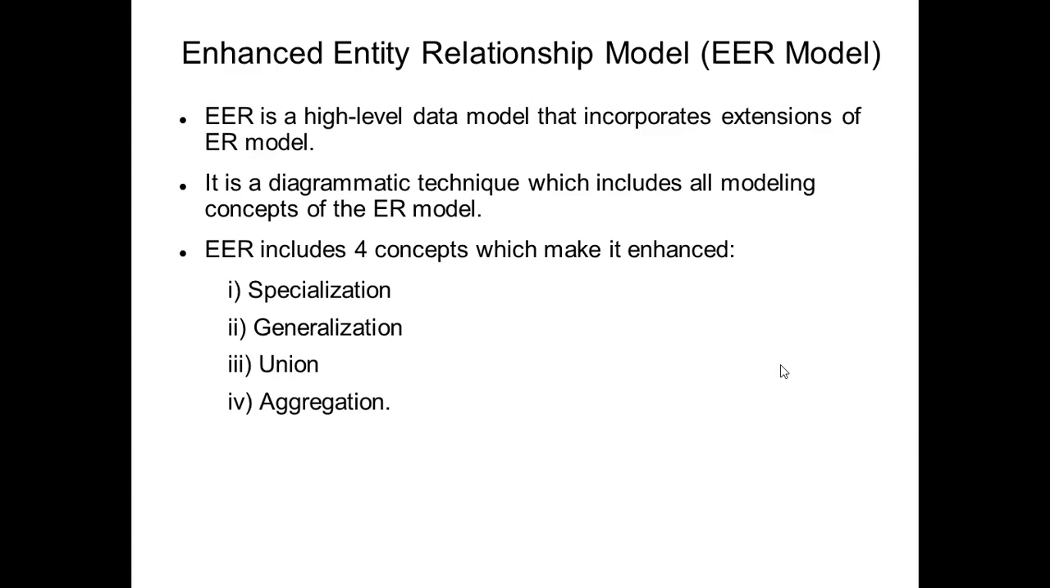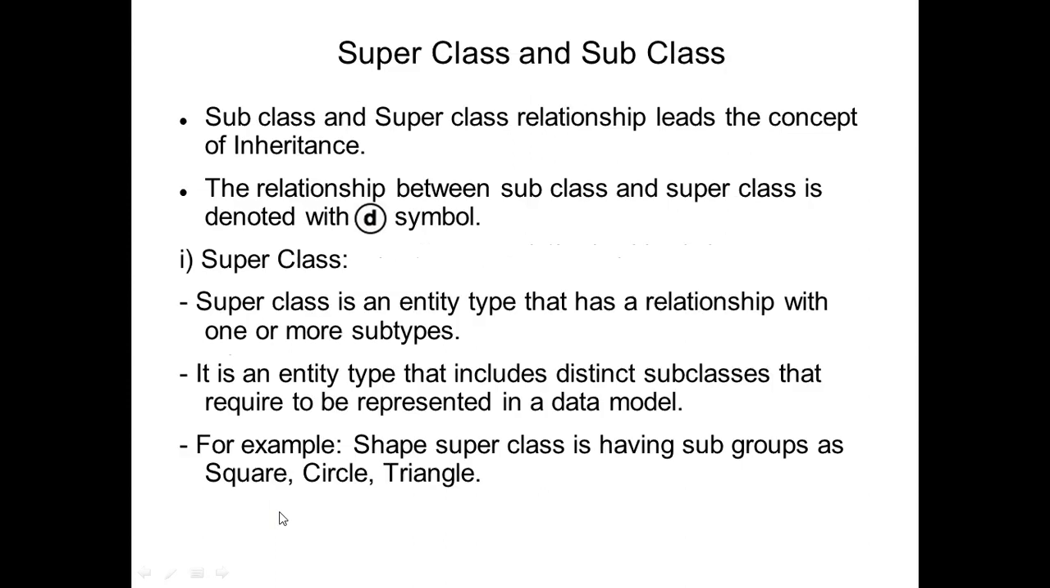of ER model. Now, how is it going to become enhanced? It includes four new concepts. Due to this, it becomes enhanced entity relationship model. And those four concepts are specialization, generalization, union, and aggregation. Now, we will see these four concepts in detail.